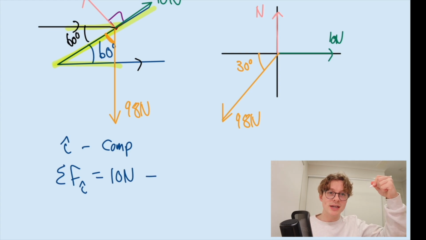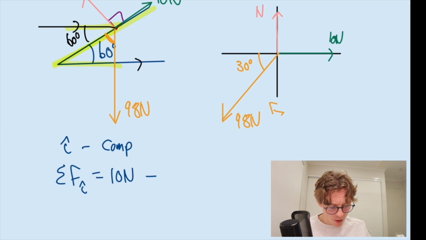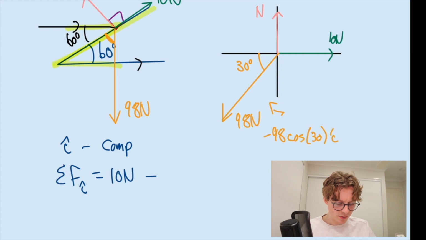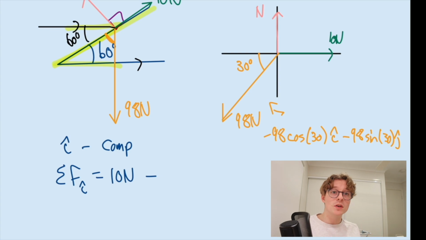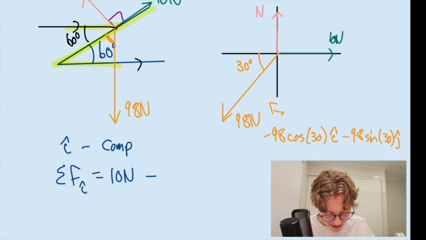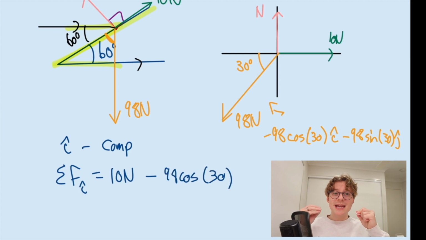Minus, because it's in quadrant 3, so cosine is negative in quadrant 3, and the I component of my orange force. If I take this force and put it into component form, I wind up with negative 98 cosine 30 degrees I, minus 98 sine of 30 in the J direction. So that's my force in component form. The I component of that is negative 98 cosine of 30 degrees.